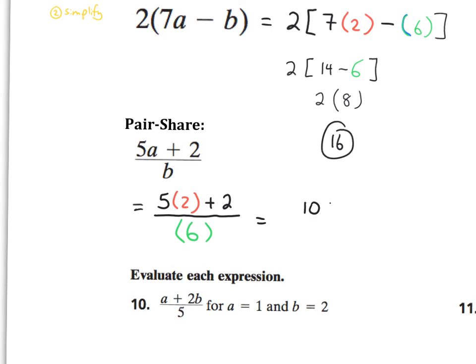I get a 10 plus a 2 all over 6. Notice the 6 doesn't change, but I'm still going to write it. 12 over 6. Lastly, the answer is 2 there.